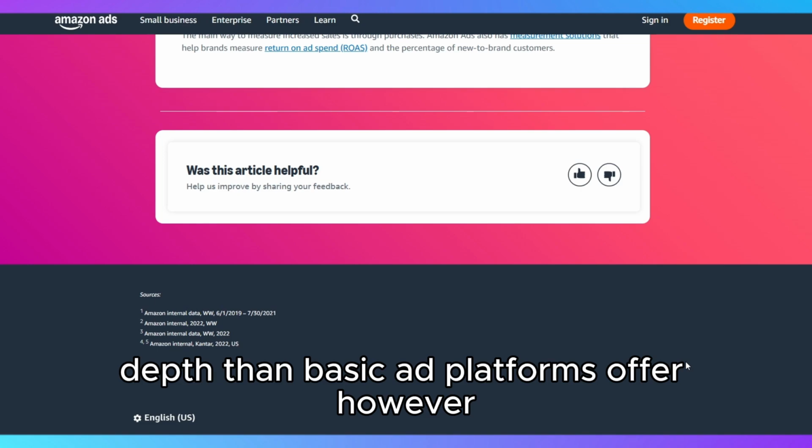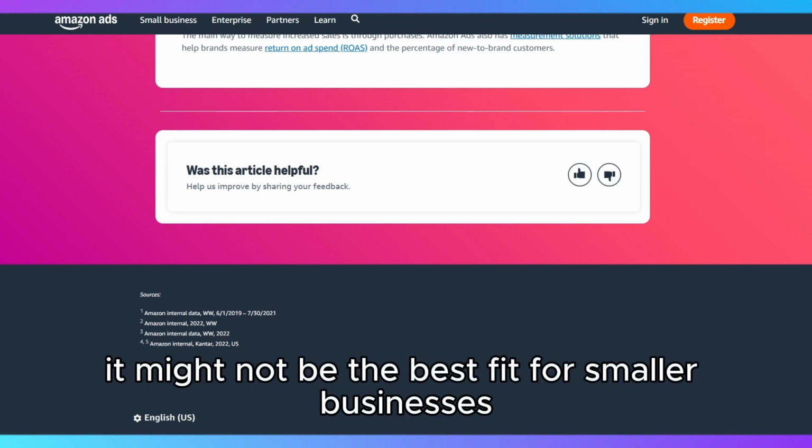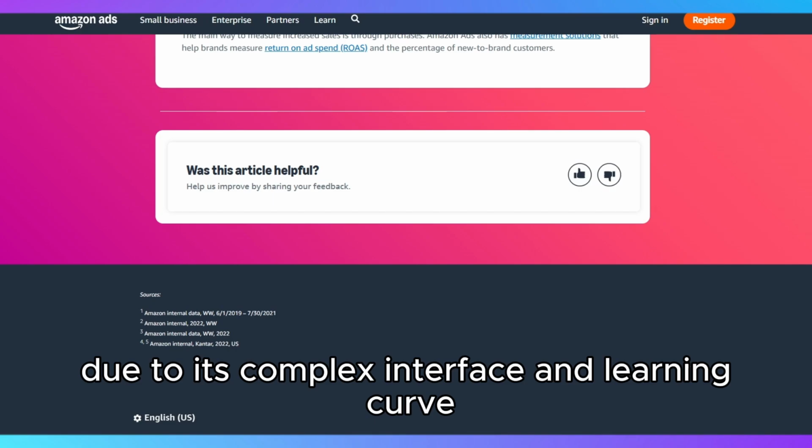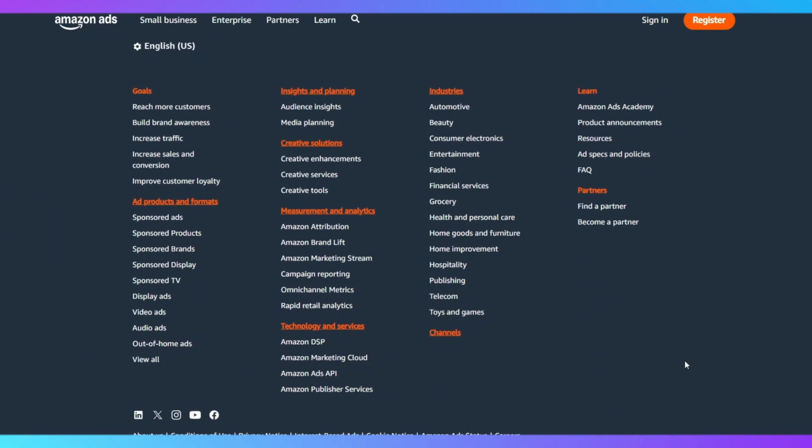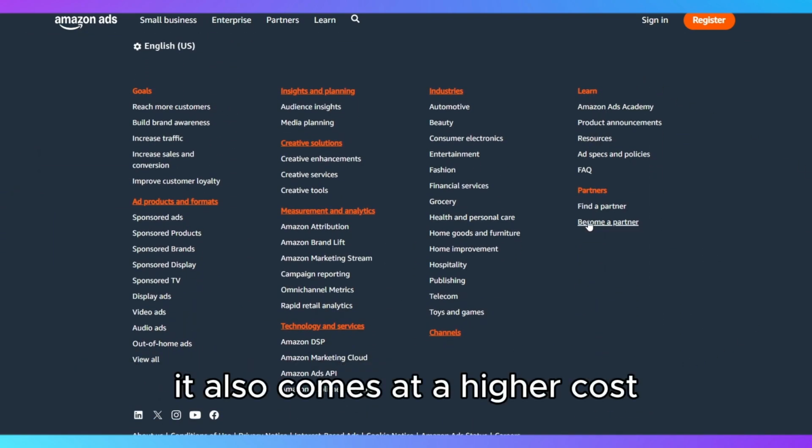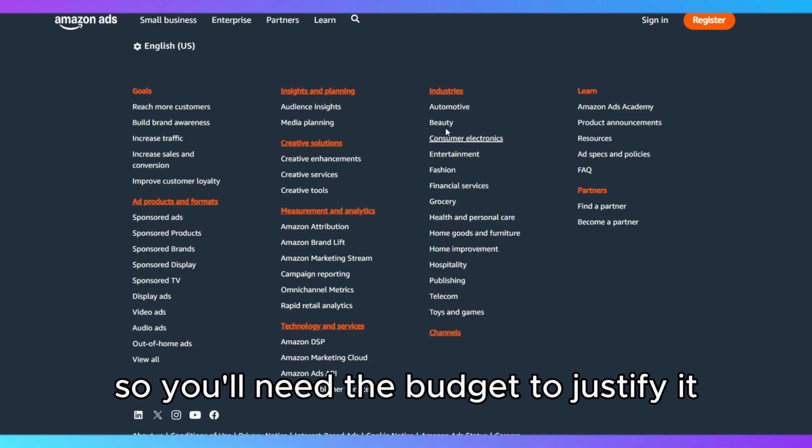However, it might not be the best fit for smaller businesses due to its complex interface and learning curve. It also comes at a higher cost, so you'll need the budget to justify it.